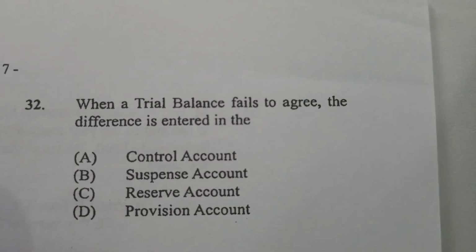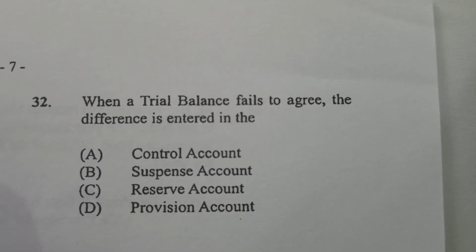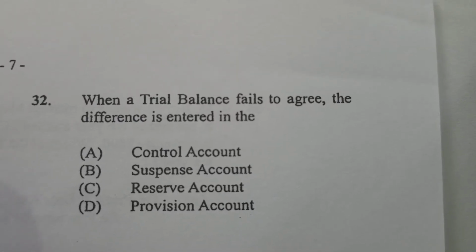Item 32, when a trial balance fails to agree, the difference is entered in and our answer is B, the suspense account.